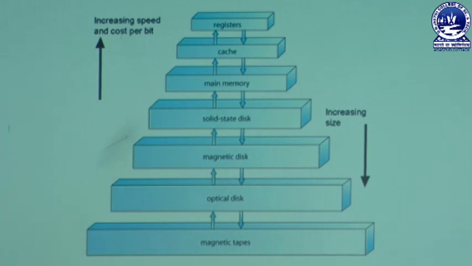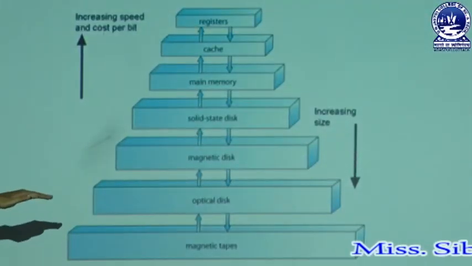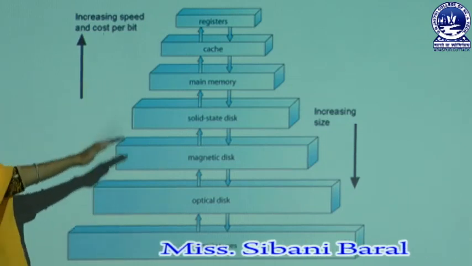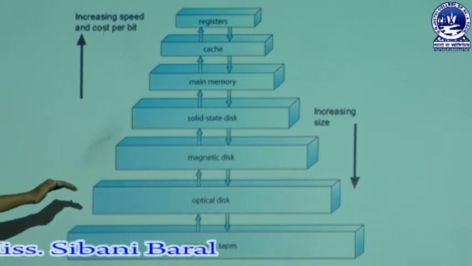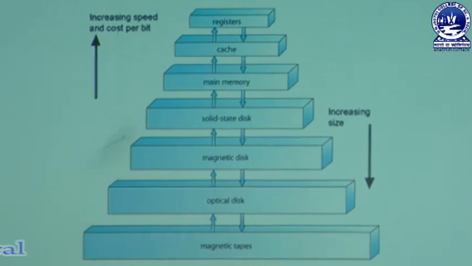Next one is our main memory. This is a very important part. These are very important things you all need to know about, so I will discuss later. Next is our solid state disk, magnetic disk, optical disk and magnetic tapes. These are all your secondary storage devices, secondary memory, and I will discuss later what the main memory and the secondary memory are, what are the functions of main memory, and why we need secondary memory.